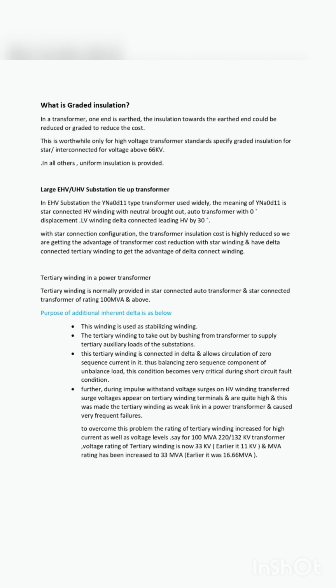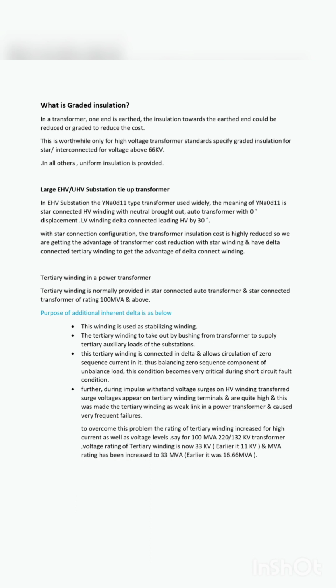Further, during impulse withstand voltage surges on the HV winding, transferred surge voltages appear on the tertiary winding terminals and are quite high. This made the tertiary winding a weak link in a power transformer and caused very frequent failures. To overcome this problem, the rating of the tertiary winding was increased for higher current as well as voltage levels.